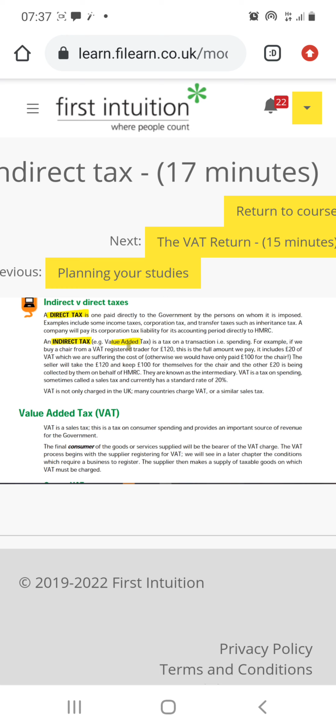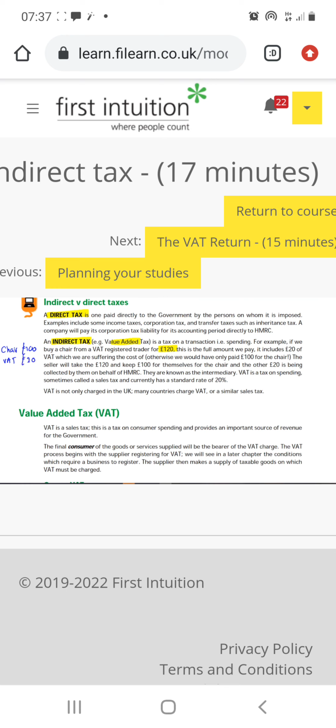So if we think about then a situation where we maybe go out and we buy a chair. We buy a chair from a VAT registered trader and we pay £120. Now, unless we actually look very closely at our receipt, all we know is that we've paid £120 for the chair. That was the price on the chair, that's the amount that we paid when we got to the till. What we may not realise, unless we look at our receipt quite carefully, is that the £120 that we have paid is made up of two parts. It's actually £100 for the chair itself, and £20 VAT.